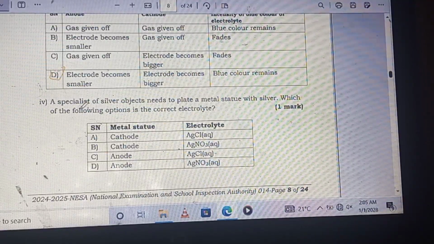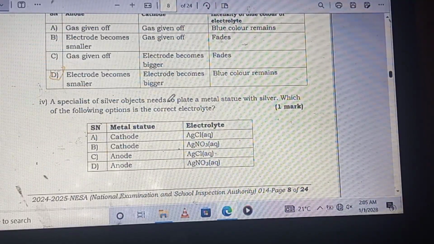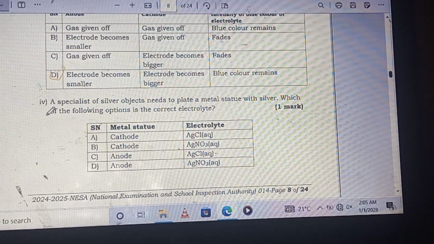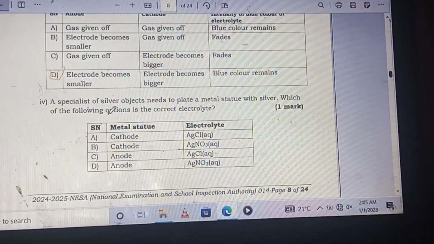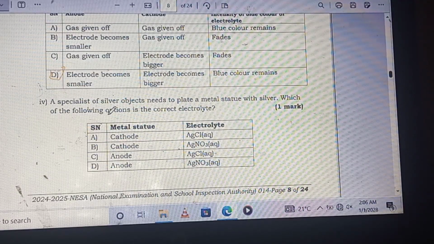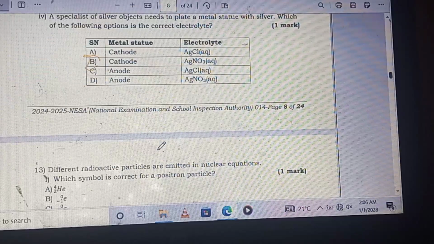IV. A specialist of silver objects needs to plate a metal spoon with silver. Which of the following options is the correct electrolyte? The correct answer is letter B, silver nitrate.